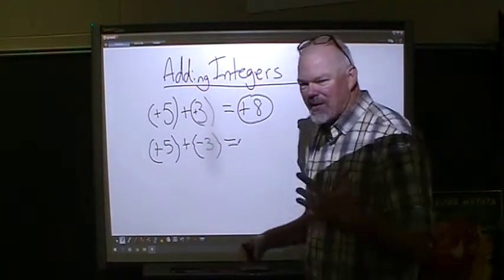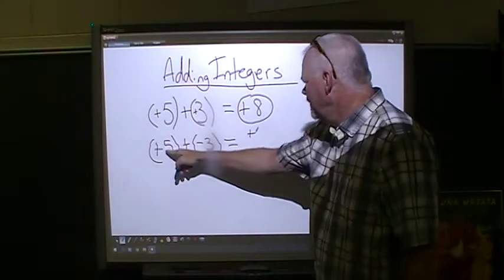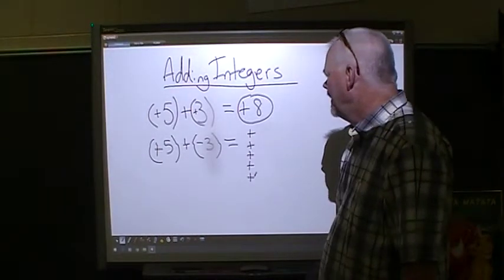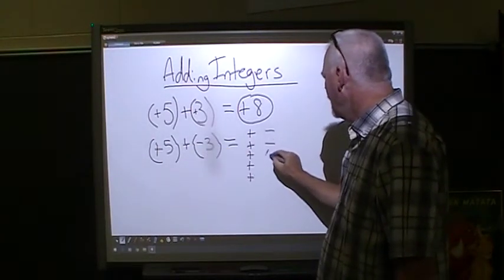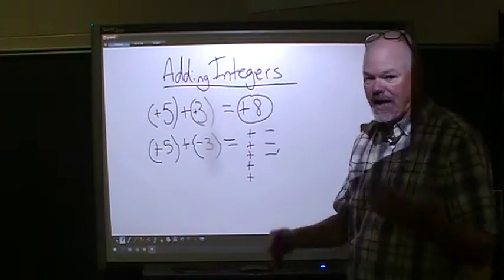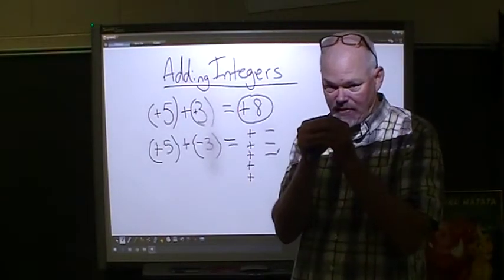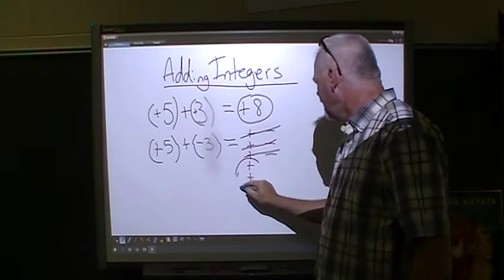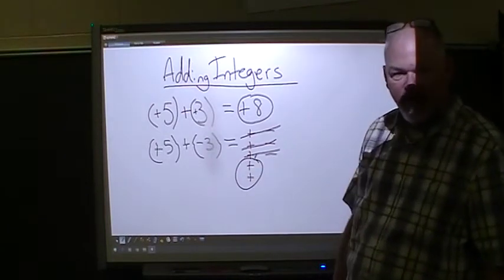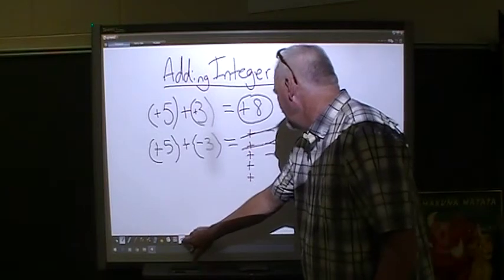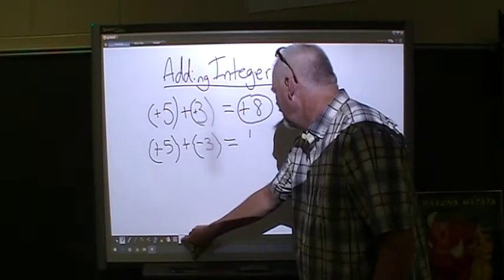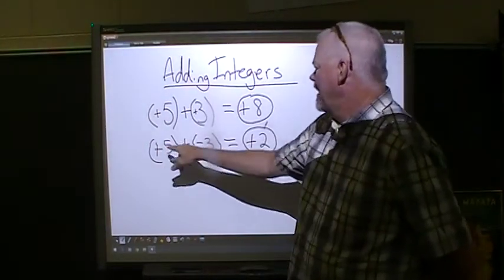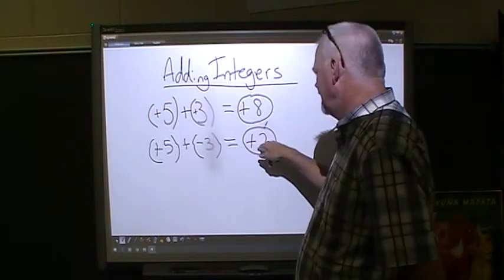I think it's going to help if we model this again. So to do that, this one here, 5 positives, would look like 1, 2, 3, 4, 5 positives. And to that, we're adding 1, 2, 3 negatives. Now, we all know if you got a positive and a negative, they cancel each other out, right? So this cancels out, this cancels out, this cancels out, and we're left with 2 positives, right? 2 positives. I'm going to get rid of this model and put down positive 2. Now look at that one. The signs were different. We got a positive added to a negative, and it turned out positive.